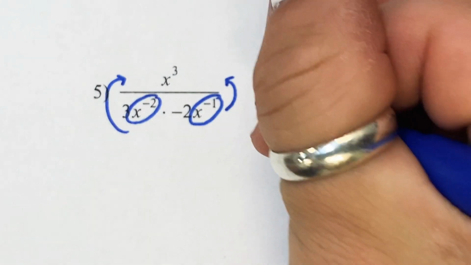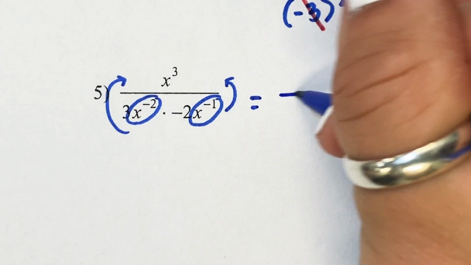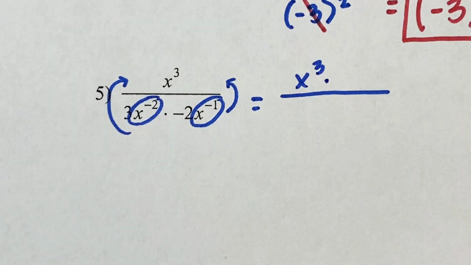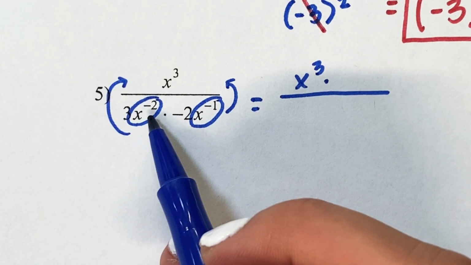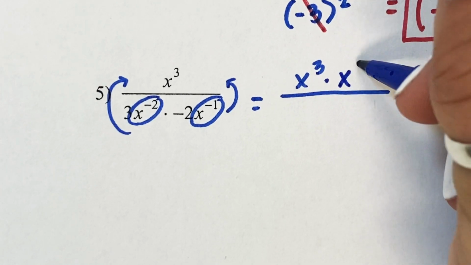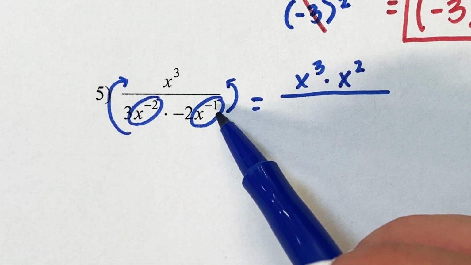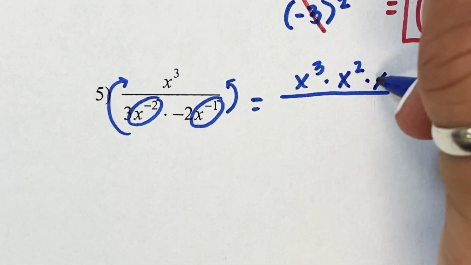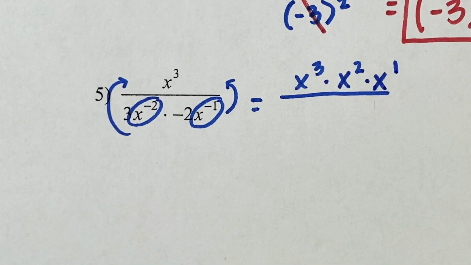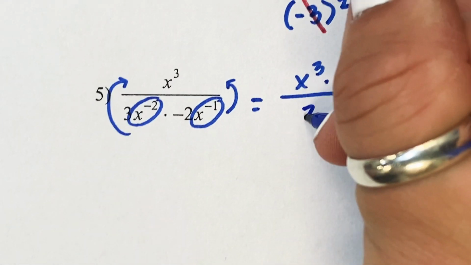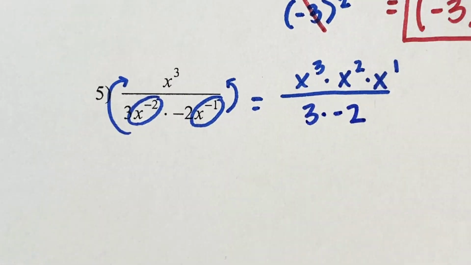Now we can rewrite this. X cubed was already there, so we have an x cubed. Now it's being multiplied by x to the negative second power, which is now x to the positive second power because it moved. X to the negative first power is now just x to the positive first power. And on bottom we have a 3 times -2.